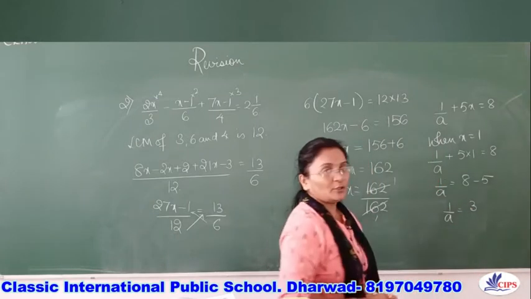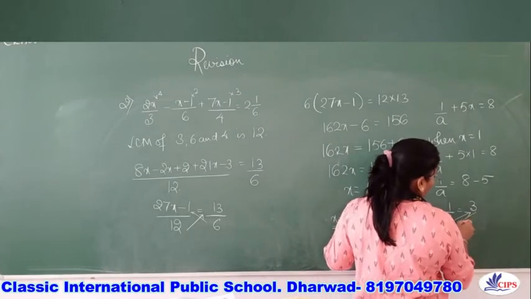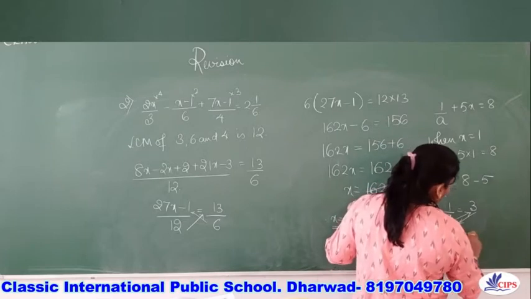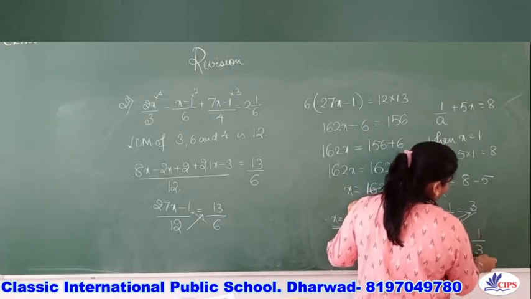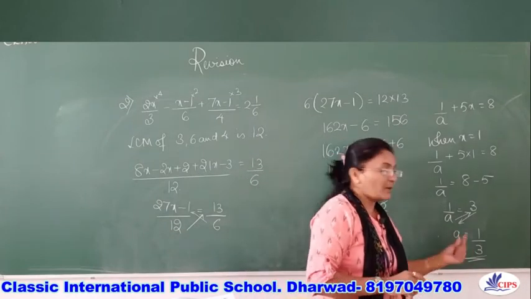So what will be your value of a? So what I will do is I will cross multiply and here I will bring that 3. So a goes up and 3 comes down, therefore your a value will be 1 by 3. Understood? Or you can take the reciprocal also. So our a value is 1 by 3.